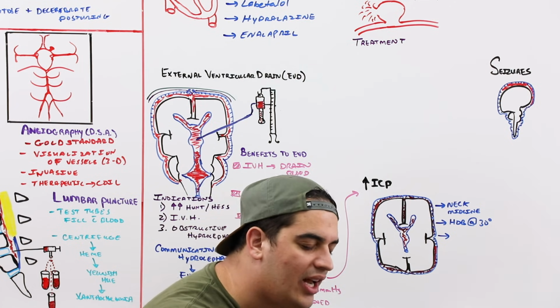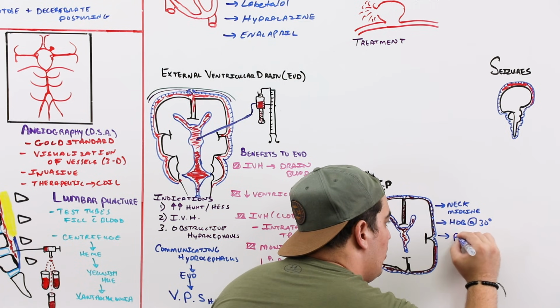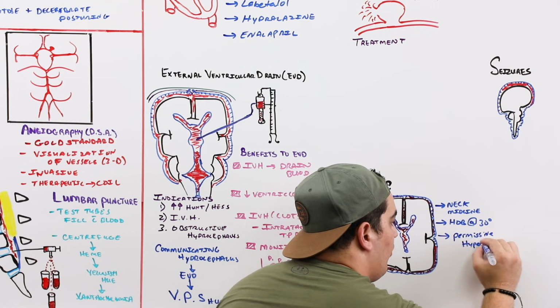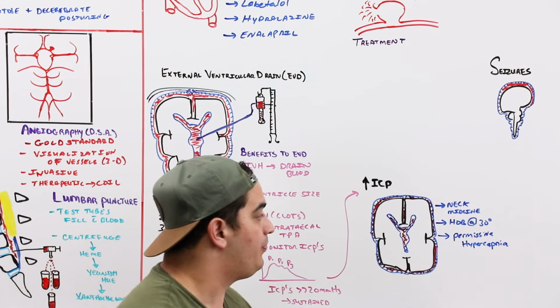The next thing, some people will say hyperventilation. You have to be very careful with that because you increase the risk of stroke. But sometimes we do allow for permissive hypercapnia, but you just have to be careful. Remember, this is only a temporary measure. You don't want to do this for very long.